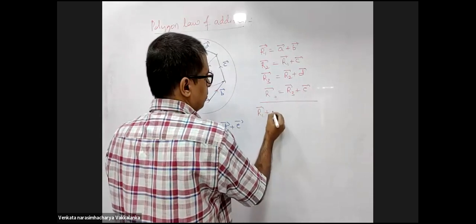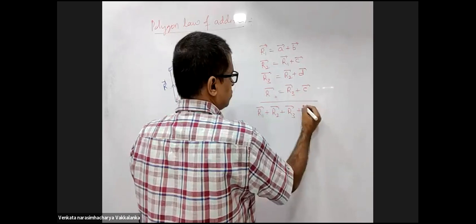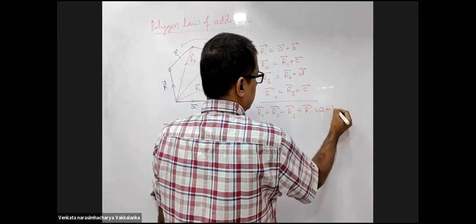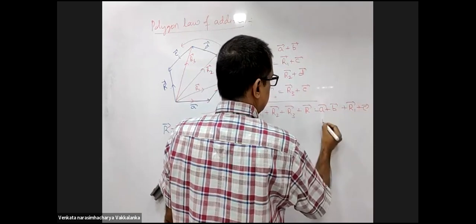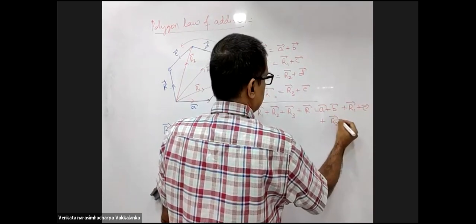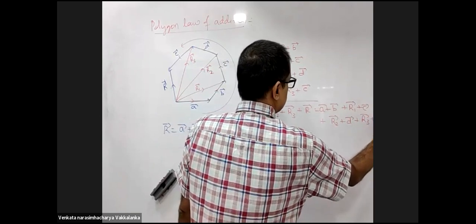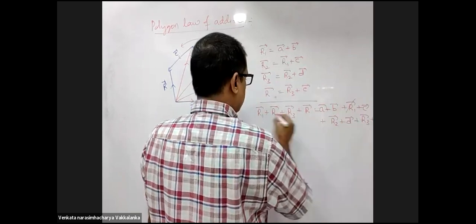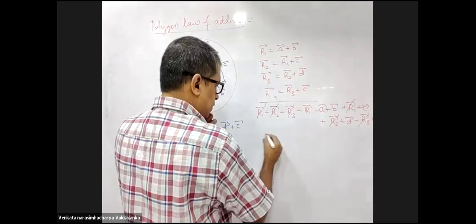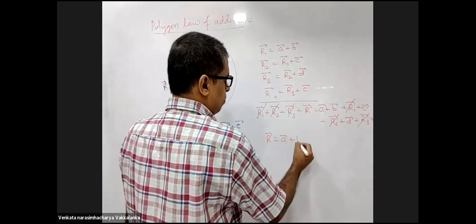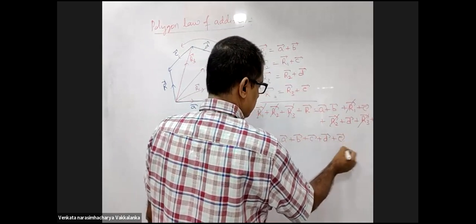R1 plus R2 plus R3 plus R will be A plus B plus R1 plus C plus R2 plus D plus R3 plus C. R1, R1, R2, R2, R3, R3. R is A plus B plus C plus D plus E.